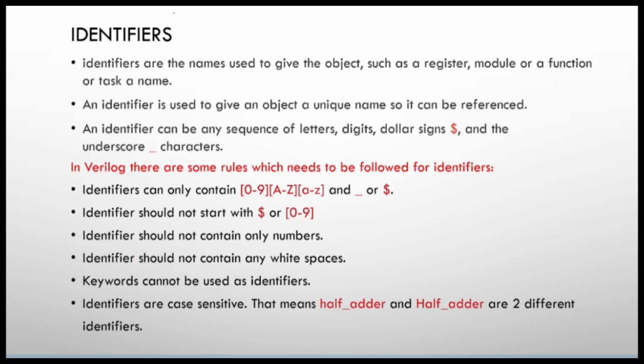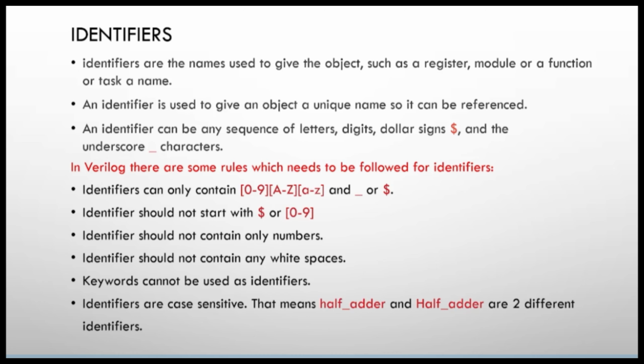Then coming to identifiers. Identifiers are nothing but names. For example, in the previous example we saw that for the module we gave the name half adder. So that half adder is a name. You can give any name you want, but you should follow certain rules while giving identifiers.